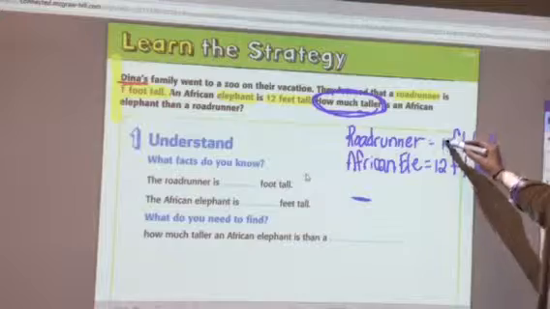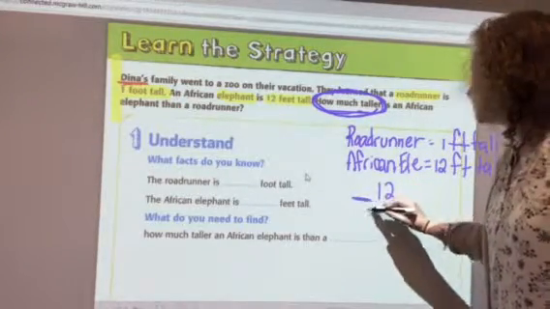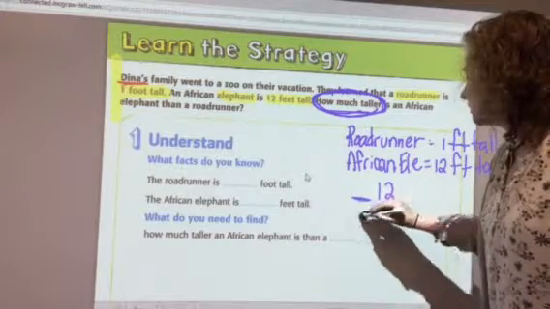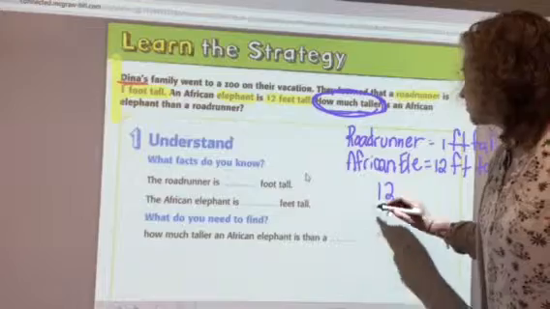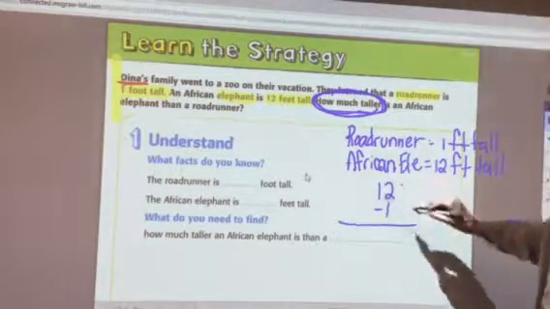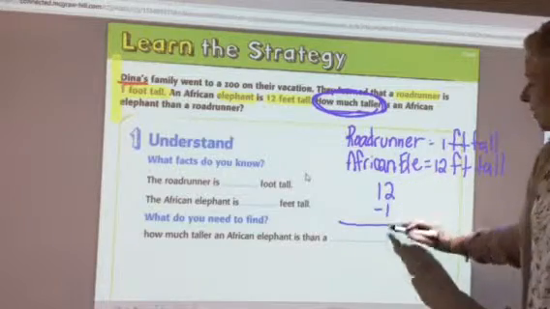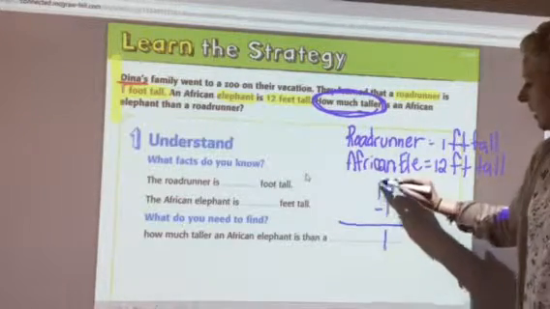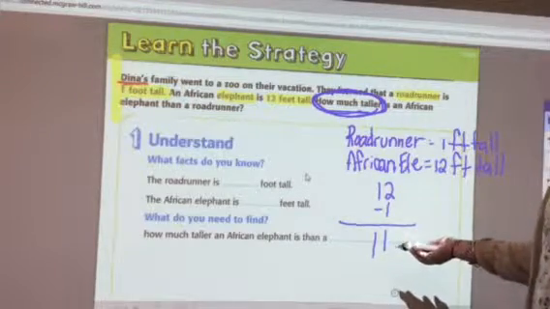So, am I going to go 1 minus 12? No, I'm going to go 12 minus 1. In 3rd grade, we put the bigger number on top. In life, you can have the smaller number on top, but we won't do that to you in 3rd grade. So, 12 minus 1. Where do we start when we subtract? In the 1 spot. 2 minus 1 is 1. 1 minus nothing is 1. So now my answer is 11.